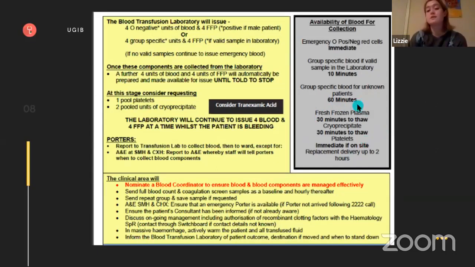And in some trusts, certainly at my trust, sometimes it has to be delivered by a man on a motorbike from a different trust. So that's something else to consider, that if it's not on site, it may take even longer. So lots of logistics behind your major hemorrhage.